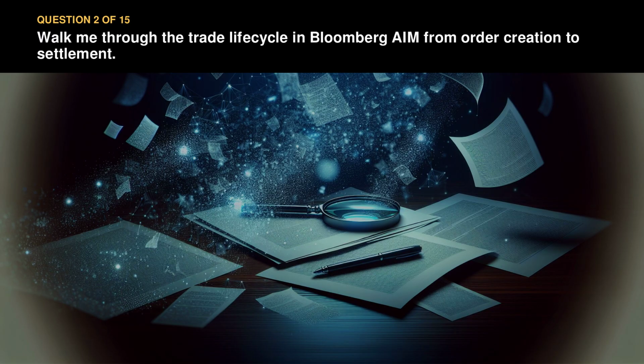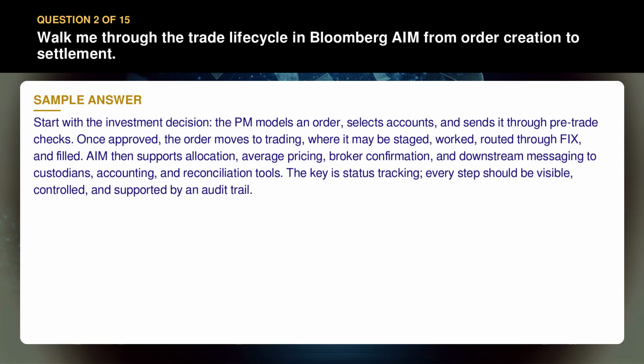Question 2. Walk me through the trade lifecycle in Bloomberg AIM from order creation to settlement. Start with the investment decision. The PM models an order, selects accounts, and sends it through pre-trade checks. Once approved, the order moves to trading, where it may be staged, worked, routed through FIX, and filled. AIM then supports allocation, average pricing, broker confirmation, and downstream messaging to custodians, accounting, and reconciliation tools.